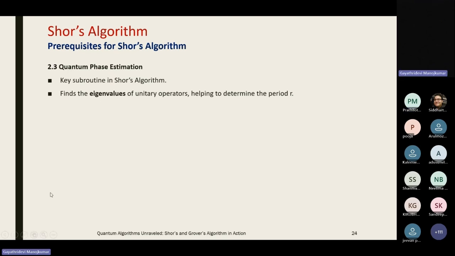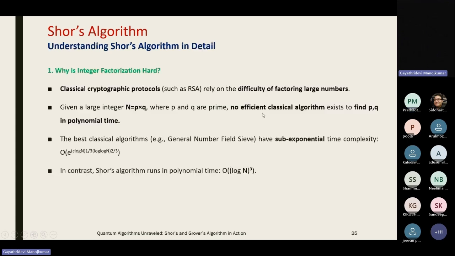Whenever we have quantum phase estimation, we will be using the eigenvalues of unitary operators to determine the period r also. As of now, we have seen all these things going forward. These are the prerequisites which are essential for Shor's algorithm. Now we can see how this algorithm is working.